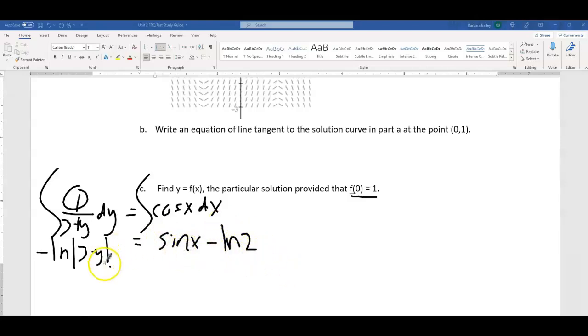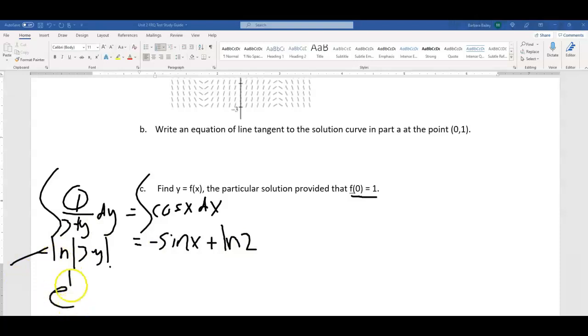Last thing we want to do is get the y by itself. So the first thing I'm going to do is get rid of this negative in the front. You can't have anything outside the ln if you're going to exponentiate both sides. So I need to get rid of that negative. So that's going to change this to a negative and this to a positive. Multiply both sides by a negative, basically, right? And then we exponentiate both sides.